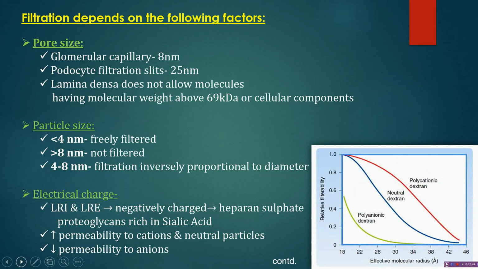Now we have seen the filtration membrane. So the filtration of particles depends on the following factors. First is the pore size. The glomerular capillary has a pore size of 8 nanometer, while the podocyte filtration slits, the gaps between the podocytes, are 25 nanometer. The middle layer, that is the lamina densa, does not allow molecules having weight more than 69 kilodalton to pass, and also the cellular components of the blood, that is RBC and WBC, cannot pass through the membrane.